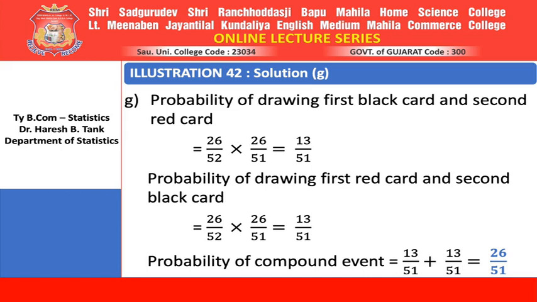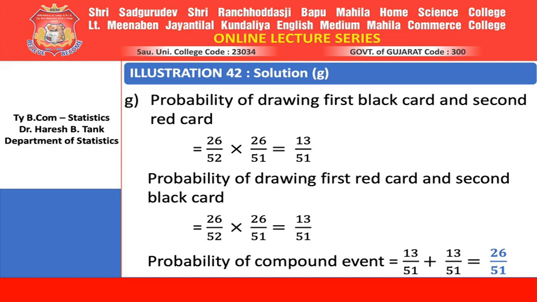Right? Now, probability of drawing first red card and then a black card. First red card, again probability becomes 26 by 52. After selecting it, number of cards left are 51. How many of them are black? 26. So the second probability becomes 26 upon 51. Probability of A intersection B comes to 26 upon 52 multiplied by 26 upon 51, which again comes to 13 upon 51.